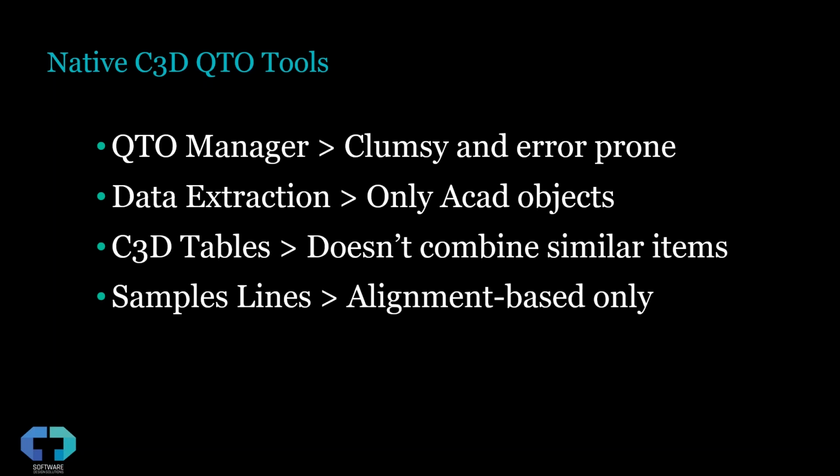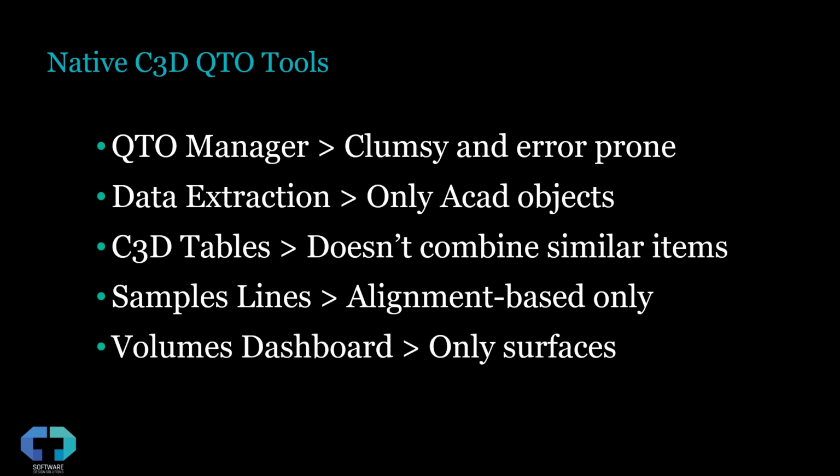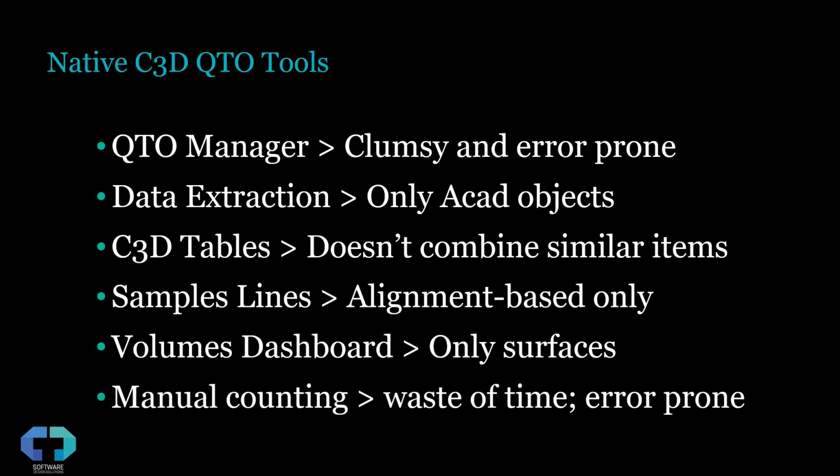Sample lines are another tool set in Civil 3D that allows us to get quantities, but there's a big limitation. They're alignment based, and you can only work with corridor shapes and corridor surfaces to get quantities. So very limiting again. There's a volume dashboard, a handy tool, easy to use, but really it's only for surface volumes.